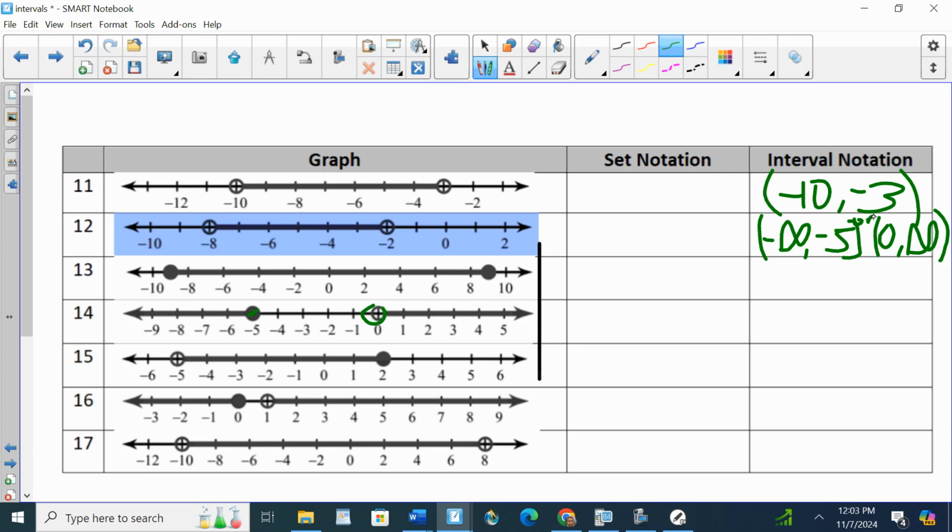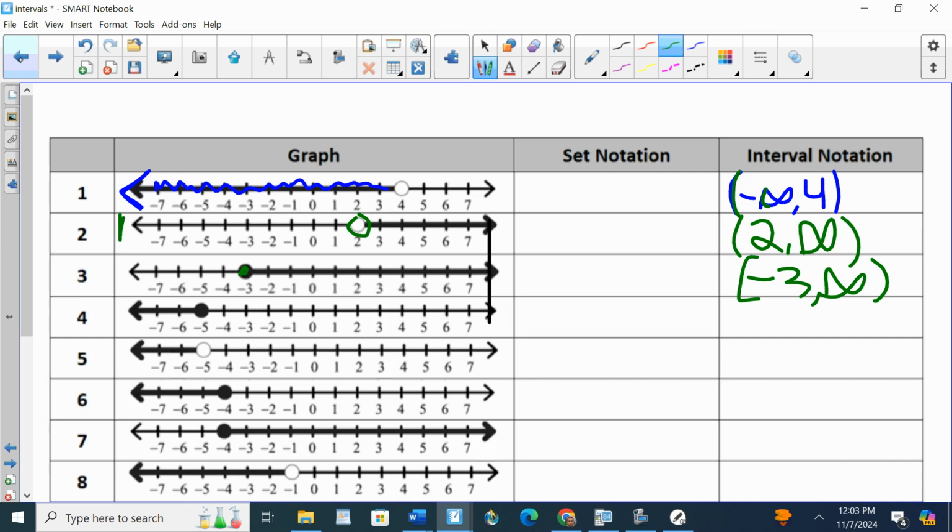Now, let's talk about set builder notation. When you have an infinity involved, x always comes first. So since all three of these have an infinity involved, x always comes first. If it's going to negative infinity, it's less than. If it's going to positive infinity, it's greater than. If it has the bracket, it gets the equals. If it doesn't, then it doesn't. So this is x is less than 4. This is x is greater than 2. This is x is greater than or equal to negative 3.